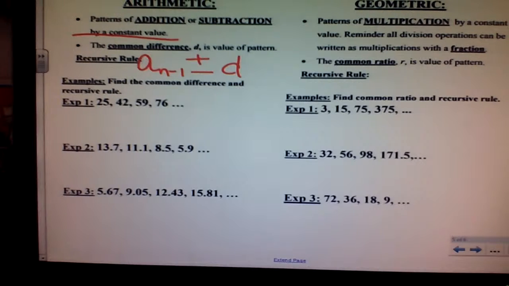Mostly adding and subtracting are pretty easy to find. If you struggle with it, the way you find that D value, D equals 42 minus 25, which gives me 17. All I did was take this value and subtract what came before it. So my equation is a sub n minus 1 plus 17. That tells me I'm adding 17 every time.